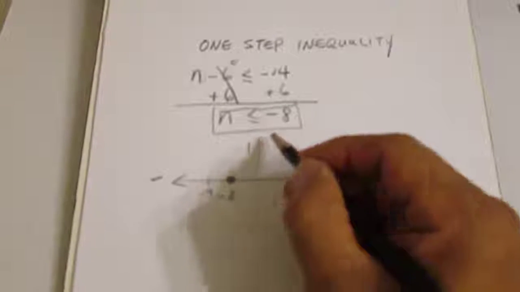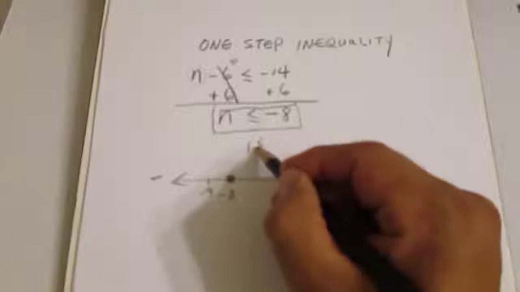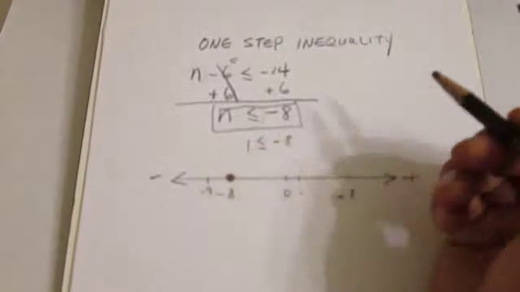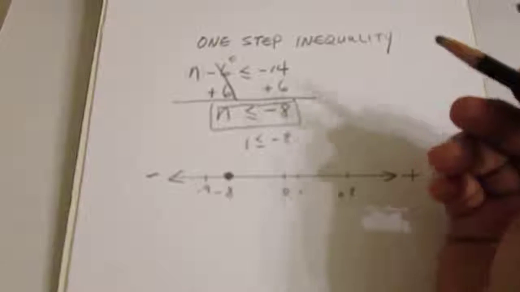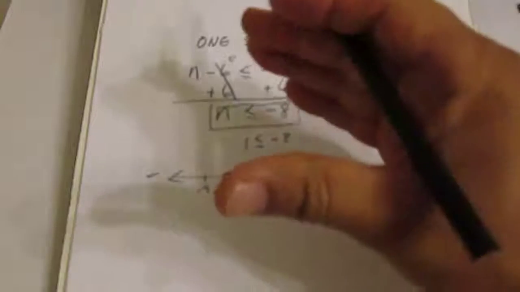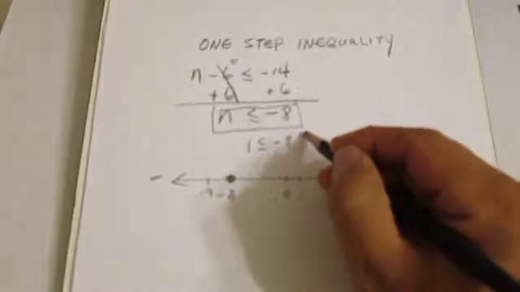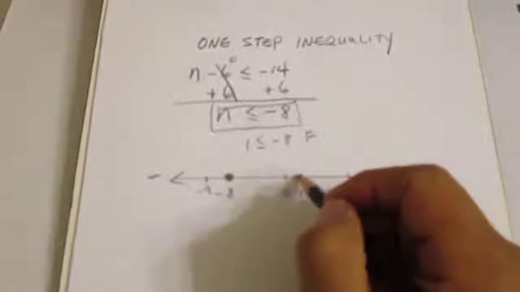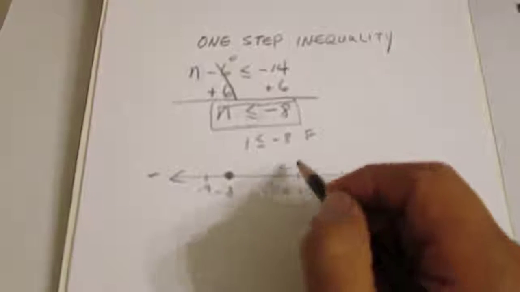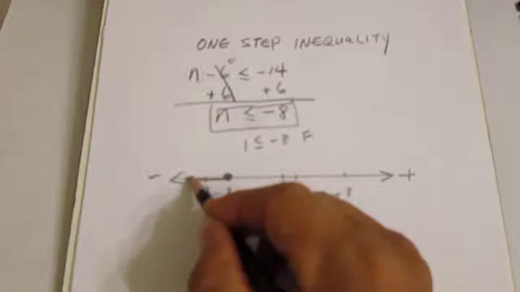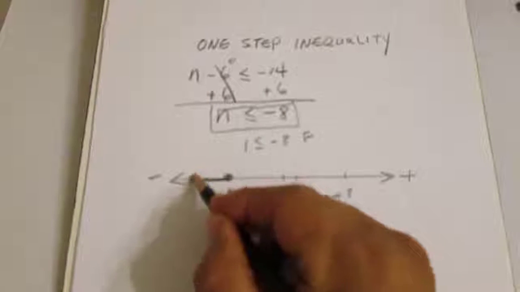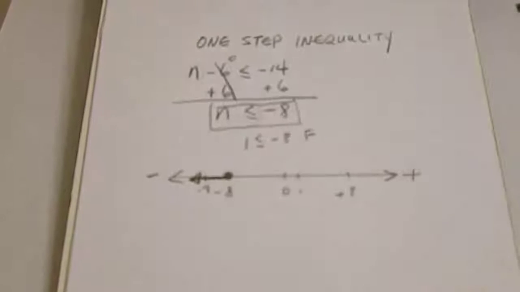So 1 is less than or equal to negative 8. Is that true or false? Well, it should be marked the other way. So this is false. That means when this side is false, it's going to be true on the other side. So that's my answer.